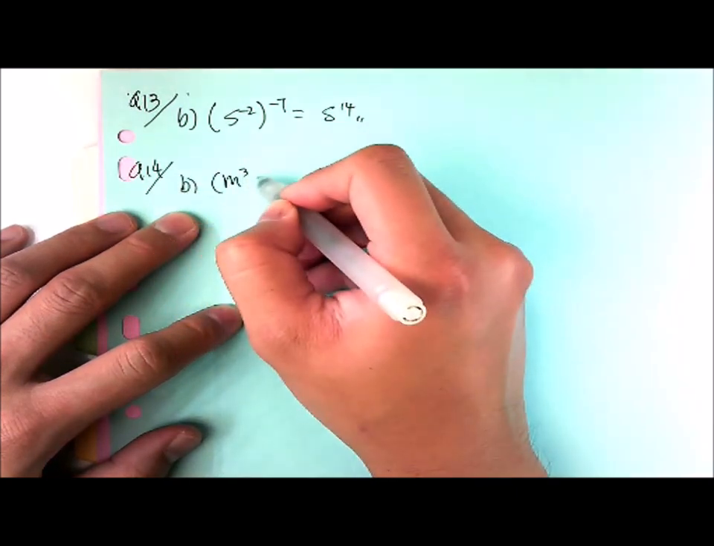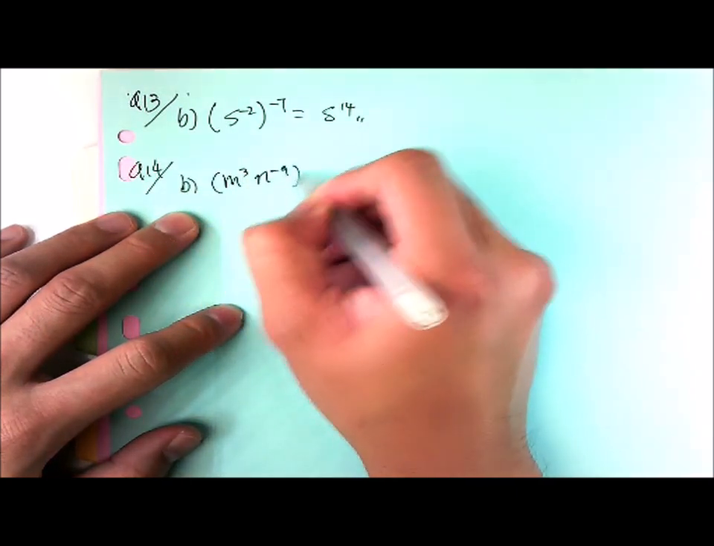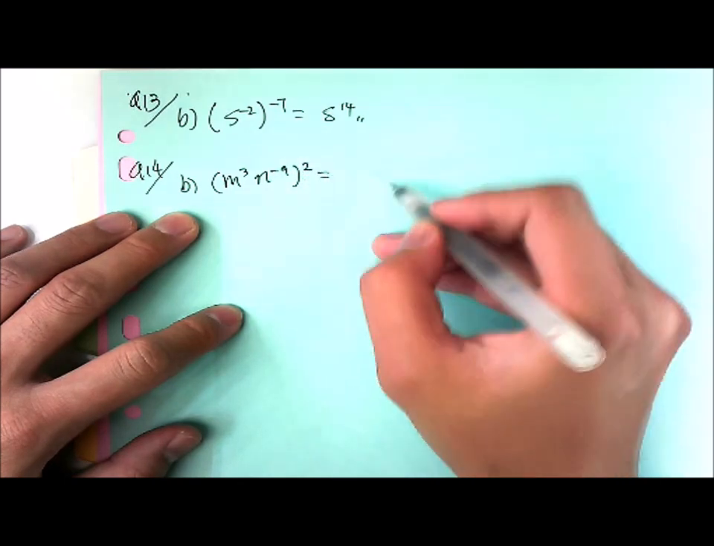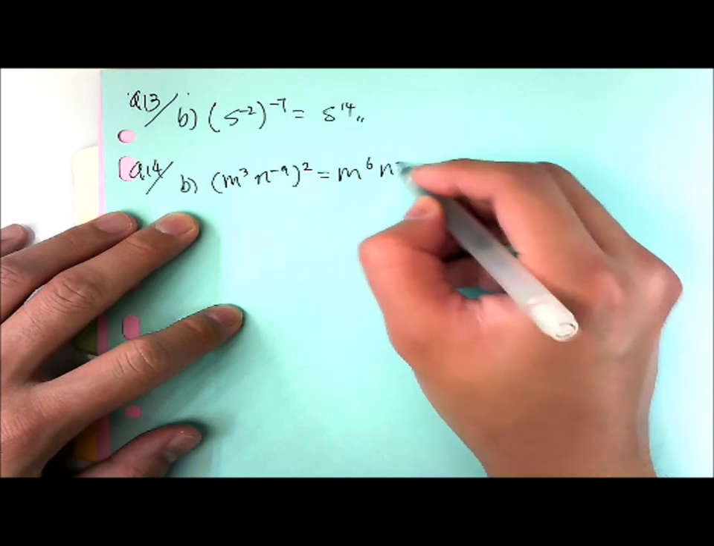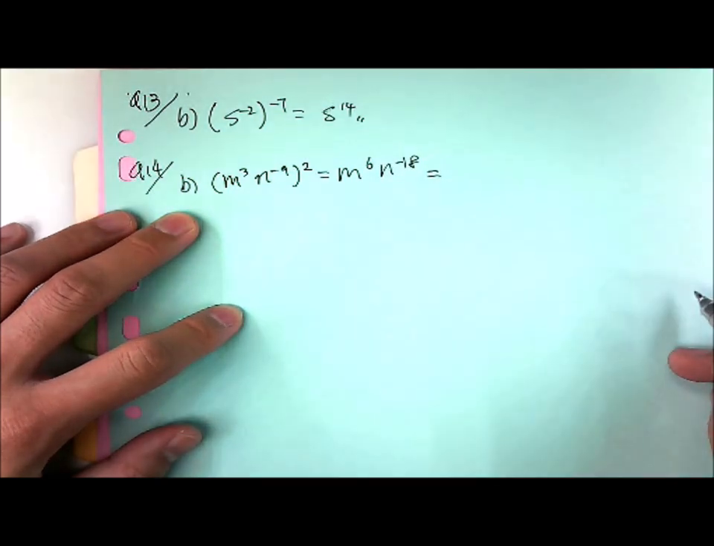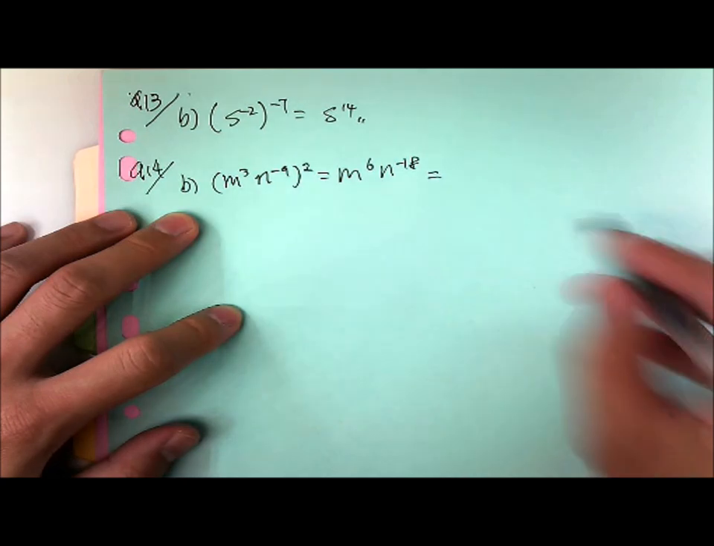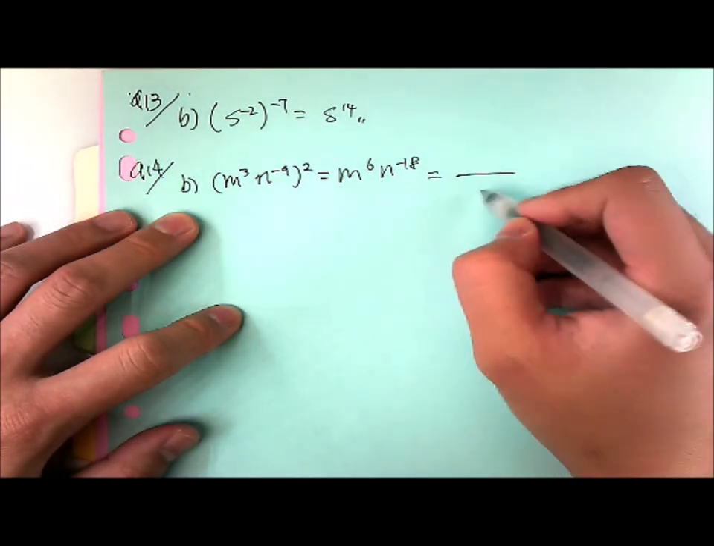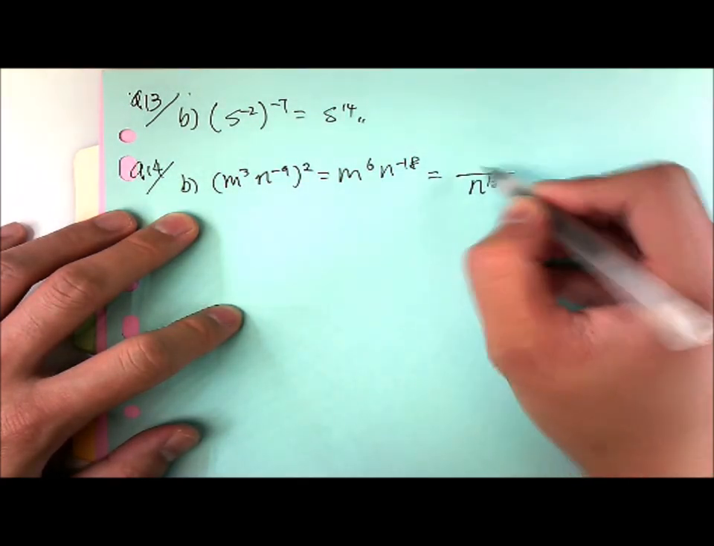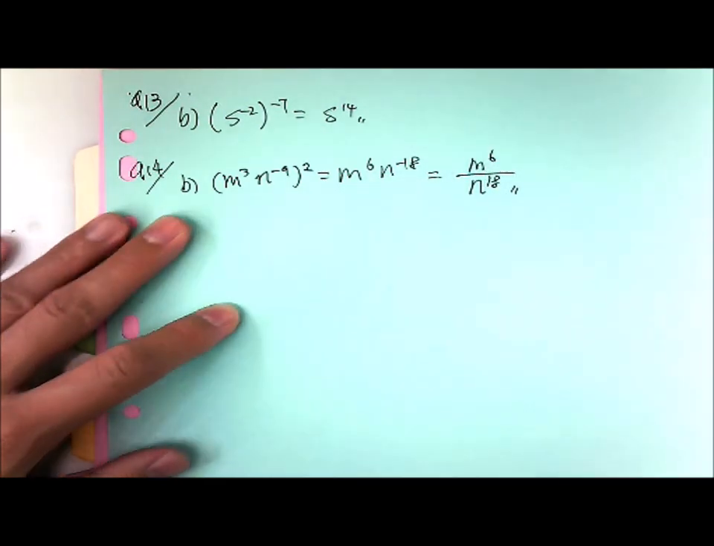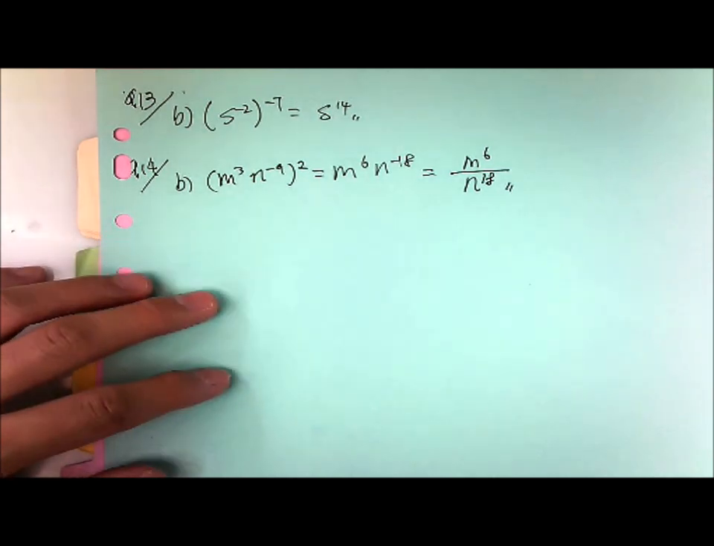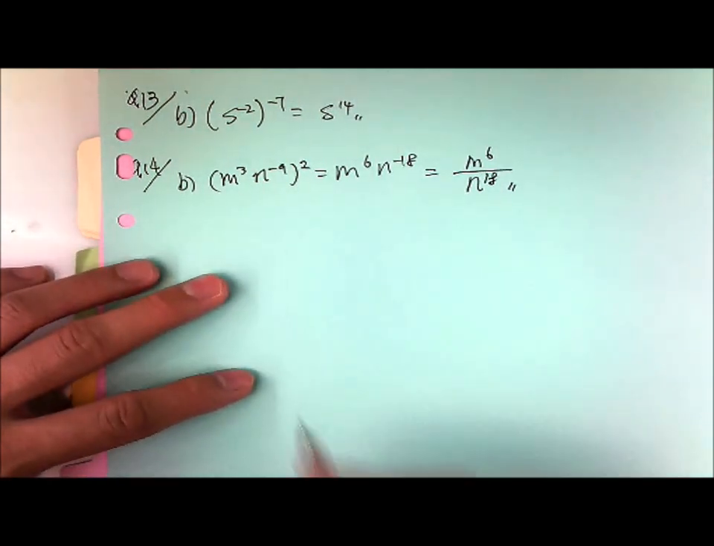M to the power 3, N to the power minus 9. Like this, okay? Just distribute the 2 to both of them. You have this, okay? So here you see a negative 18 power, right? We don't like it, so you move it to the bottom. But this m to the power 6 already positive, so you keep it above. Understand? Is it okay? So keep doing.